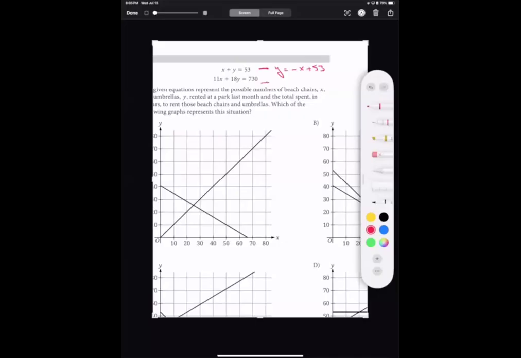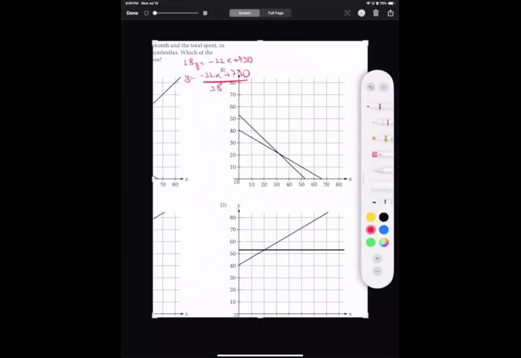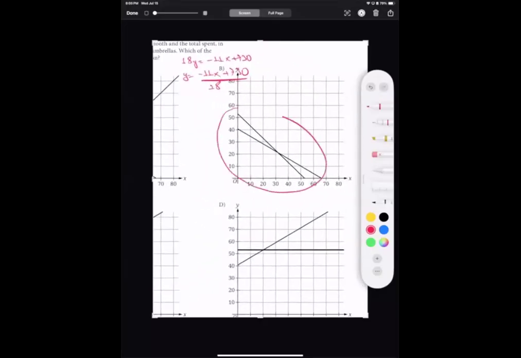Here, if you put in a standard format, you'll get 18y is minus 11x plus 730. So y is minus 11x plus 730 divided by 18. So both are decreasing. They slope negative. So you don't need even to calculate anything.